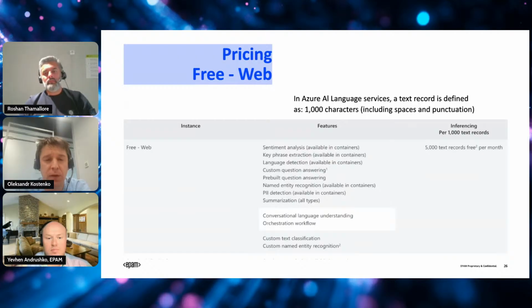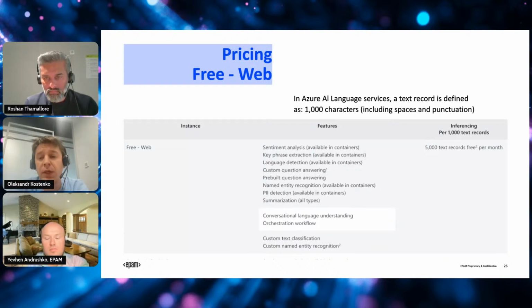Окей, це ціна. Ціна залежить від рекордів. Кожен рекорд – це 1000 символів, включно з крапками, тире та всім іншим. Для прикладу, у Free Web ми можемо побачити 5000 text records. Це може бути доволі багато, але все залежить від того, як його використовувати. Next slide, please.